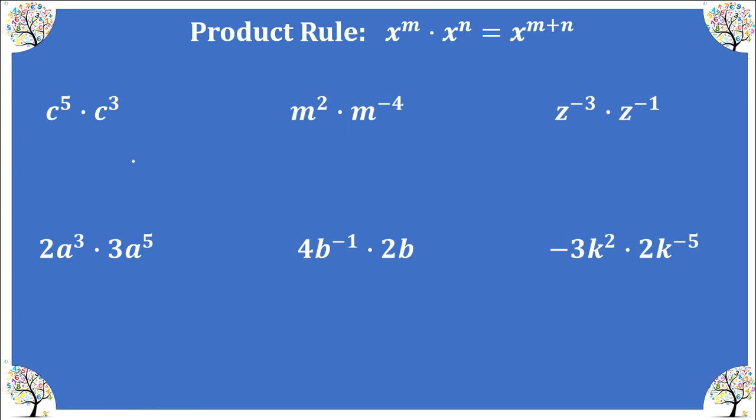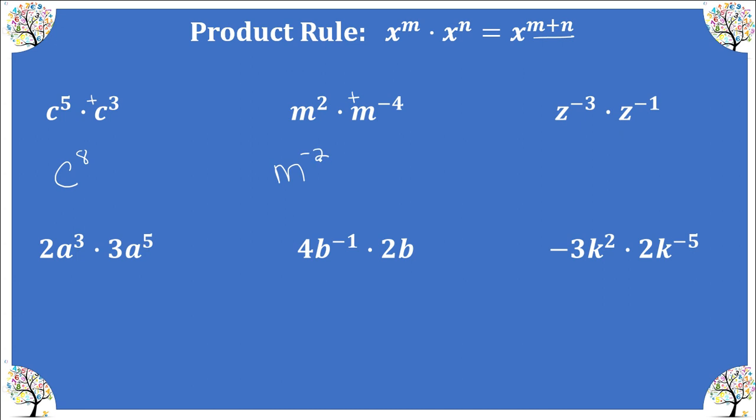Okay, now let's practice these problems without expanding and just applying the rule, which says to add the exponents. So we have c to the eighth, 5 plus 3. Next, m squared times m to the negative fourth. We have m, 2 plus negative 4 is negative 2.